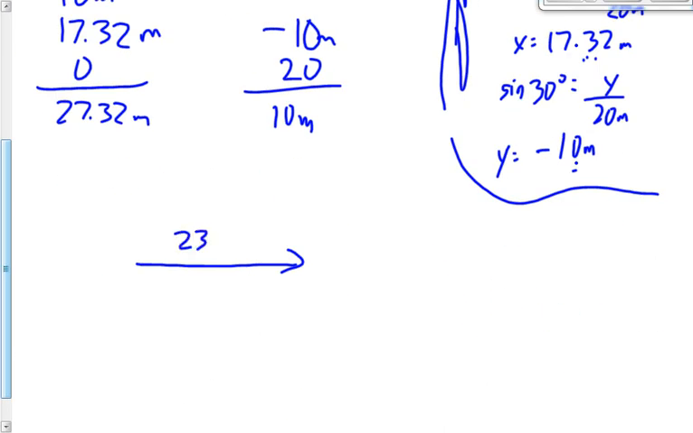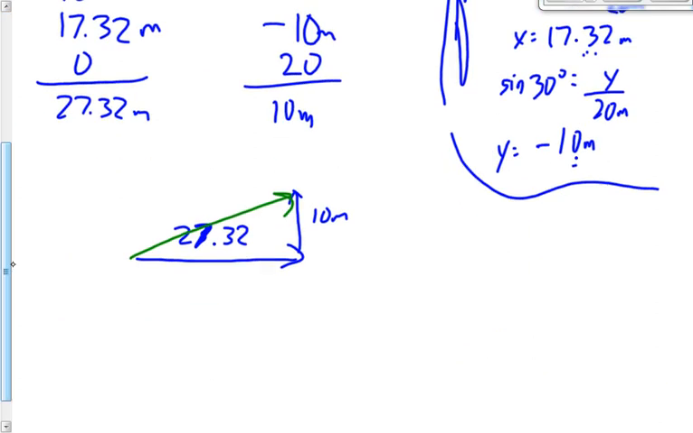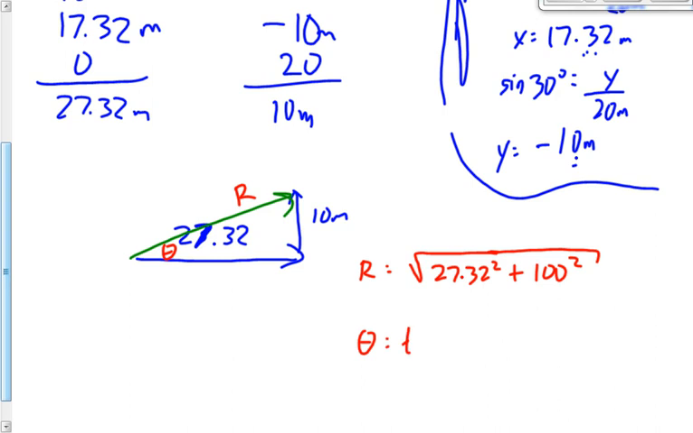27.32 over. We get 10 meters up. The resultant vector goes like this. Going back to my original diagram, the resultant vector looks pretty much the same. Let's find what R is, and let's find what theta is. R is the square root of 27.32 squared plus 10 squared. And theta is the inverse tan of 10 over 27.32. Let's do these on our calculator here.